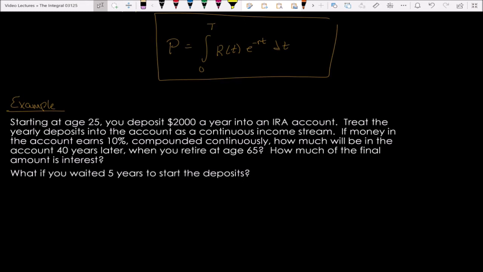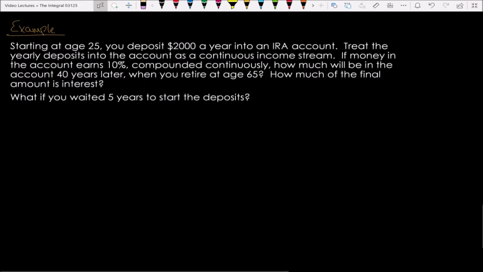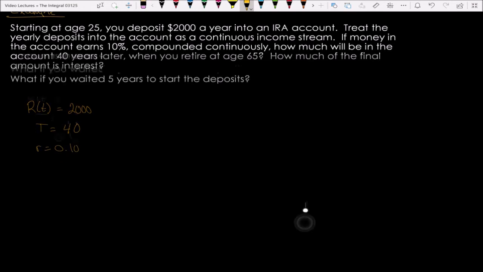Then we'll look at what would happen if you had waited 5 years to start the deposits. That is, instead of starting at 25, you started at 30. I'll write down what we know. R of t is $2,000 per year. The term will first be 40 years. The interest rate is 10%, so 0.10.